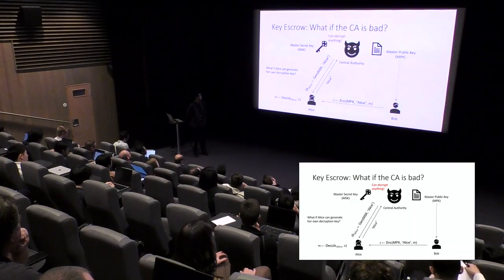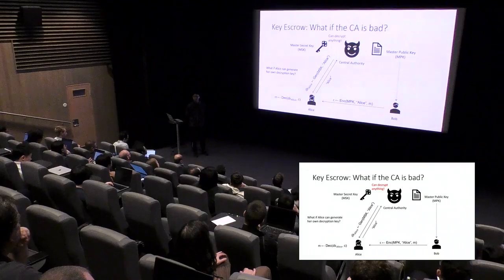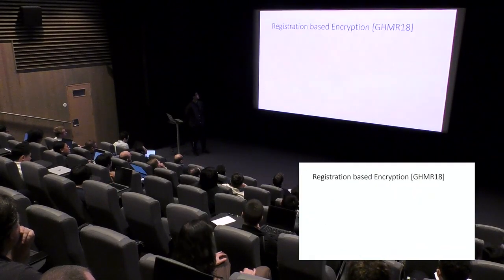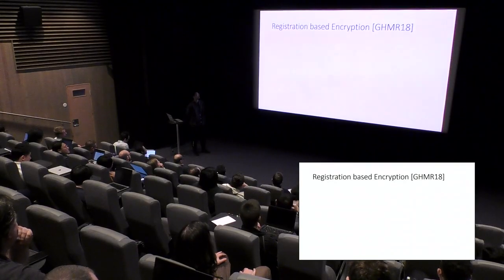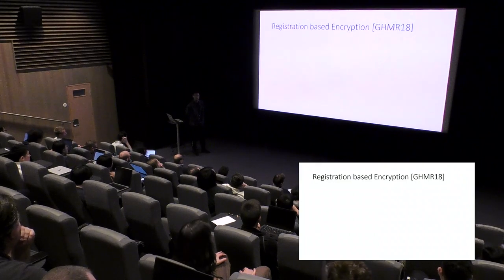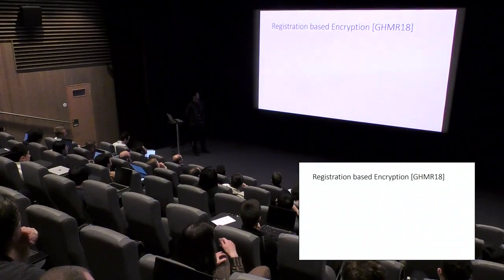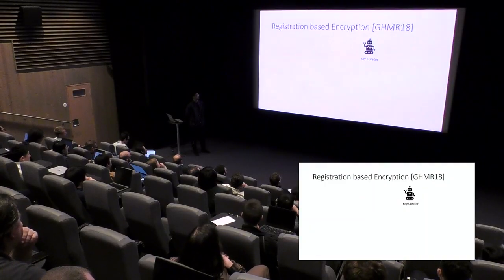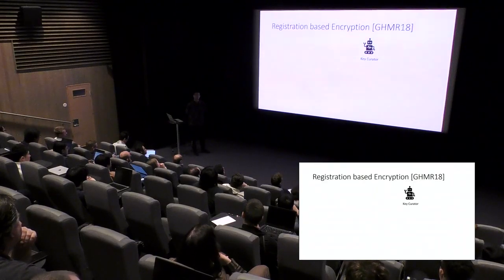Among the proposed solutions, one idea was to let each user generate her own decryption key, and the resultant scheme is known as registration-based encryption, which was proposed in 2018. In registration-based encryption, the central authority who has a master secret key is replaced by a transparent key curator. Here, by transparent, I mean that the key curator has no secret state.